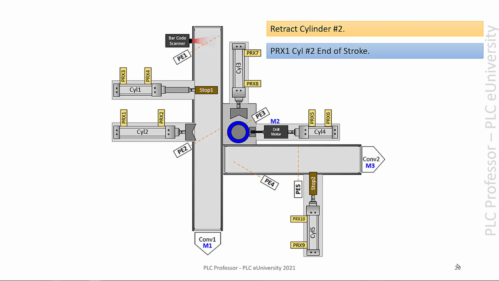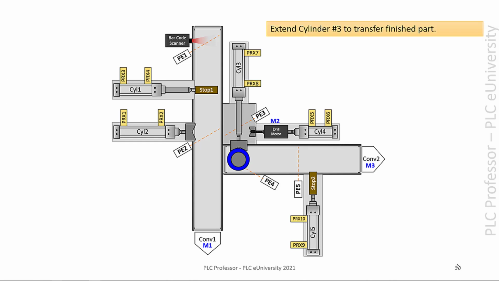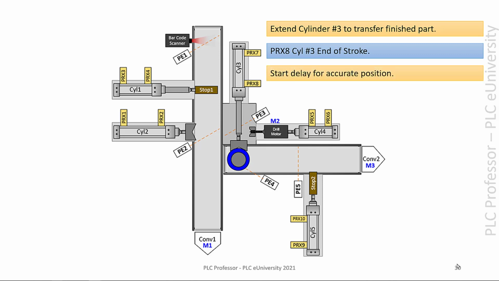And now when cylinder 2 hits end of stroke, that way we know it's totally out of the way, we're going to extend cylinder 3 to transfer the finished part out onto the finished product conveyor. Prox 8 tells us that cylinder 3 is at end of stroke. We start a delay for accurate positioning.